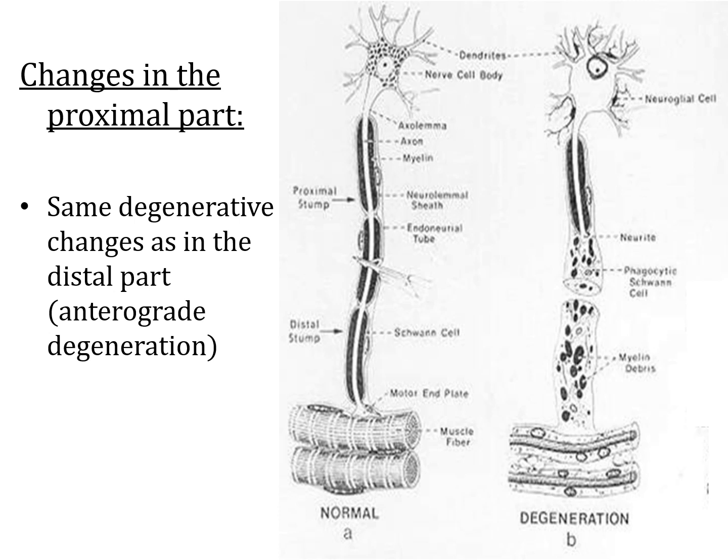So look at the picture here. This is the normal one. This is the proximal stump and the distal. There's a cut between the two portions. This is a sudden cut. You can see the endoneurial tube. This is the neurolemmal sheath, then the myelin, then the axon, then the axolemma. Here we can see the motor end plate. This is the normal picture. Once the nerve is cut, here we can see the Schwann cells, phagocytic Schwann cells, and then the myelin debris. Here we can see the neuron getting completely disturbed, but slowly, as it grows, the regeneration happens.